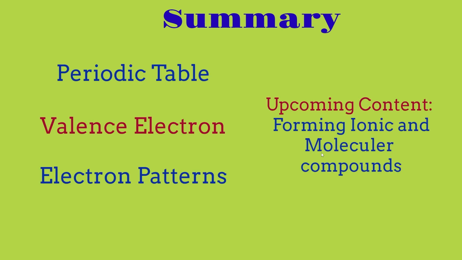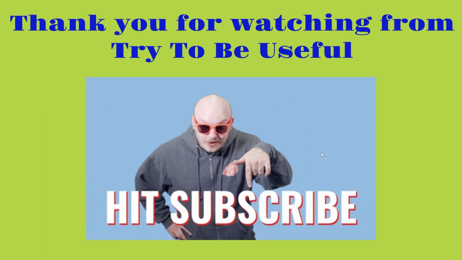So as a summary for this video, we talked about the periodic table, valence electrons, and electron patterns, and in our upcoming content, we're going to cover forming ionic and molecular compounds. So that summarizes everything for this video.